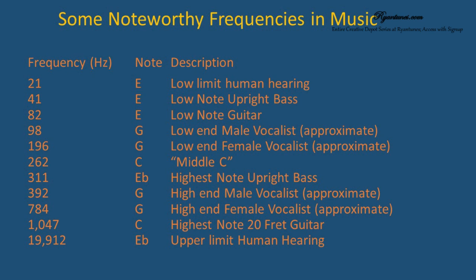So in a way, when you play a note, it's like it's got its own DNA. It has a number to it, somewhere within that 20 to 20,000 range. This is a real cool chart. It shows a few common music-related items and frequencies.